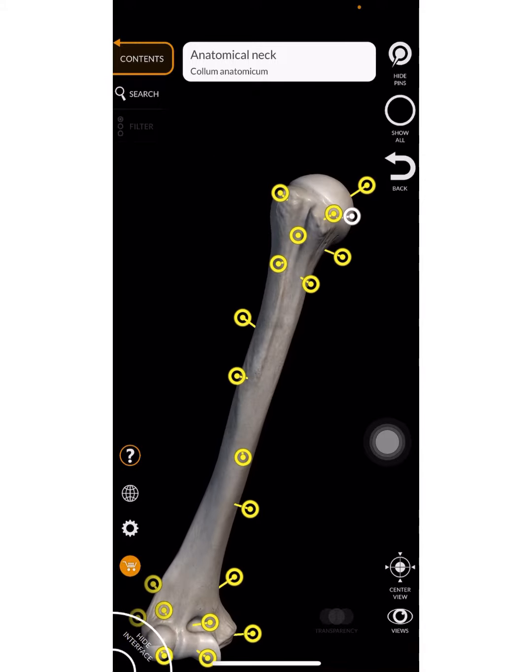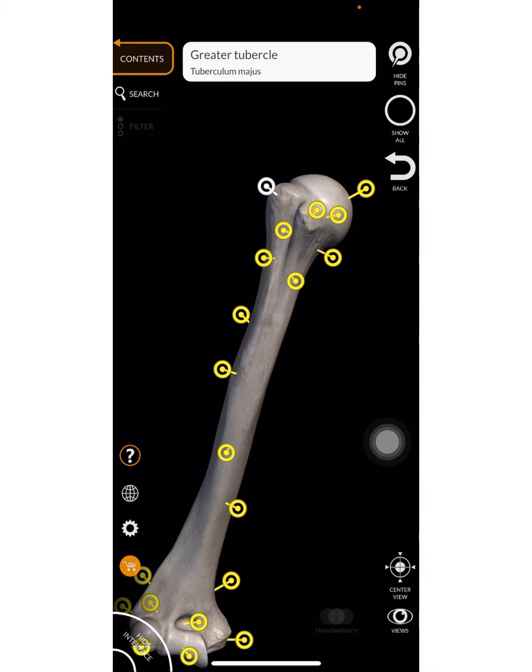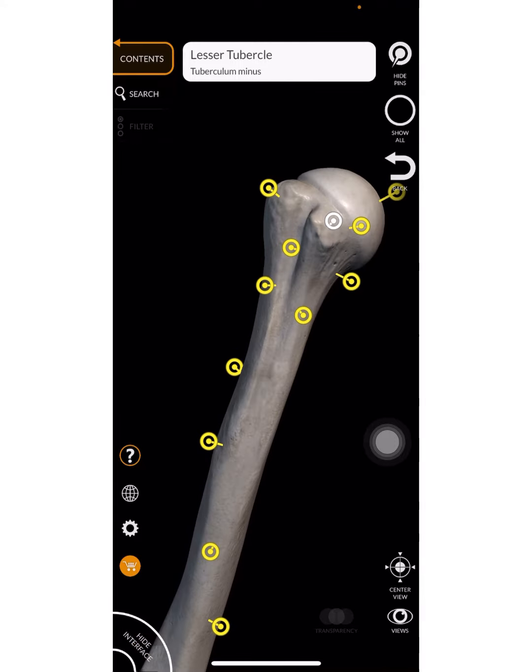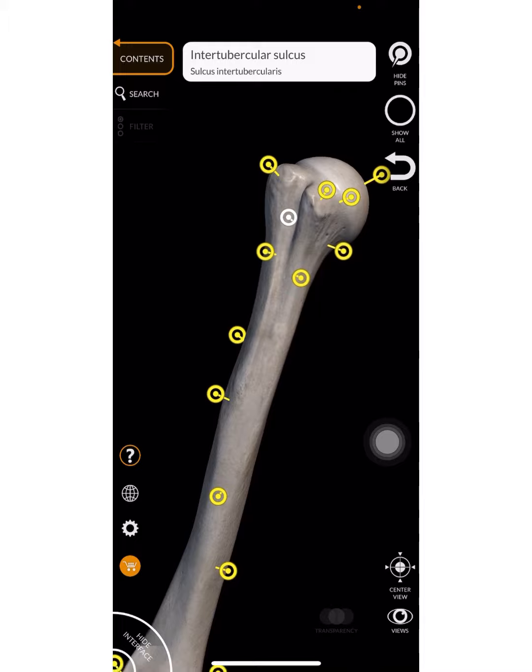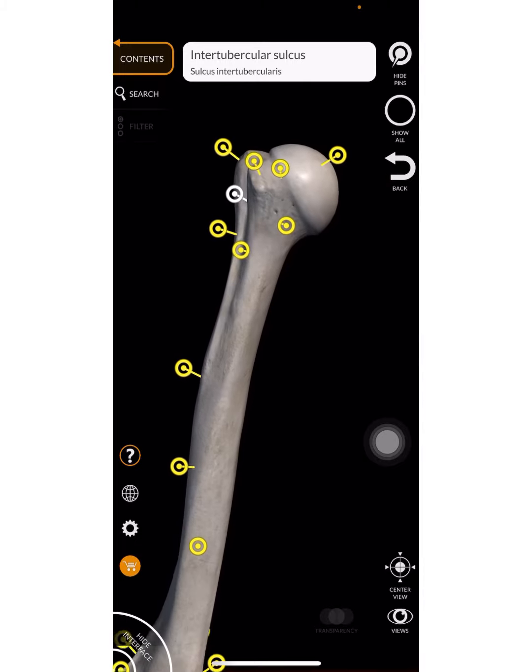And then we have the greater tubercle or greater tuberosity of the humerus, which lies on the lateral aspect. And then we have the lesser tuberosity or the lesser tubercle, and between the greater tuberosity and the lesser tuberosity we have the intertubercular groove. You can see that groove easily, the intertubercular groove or intertubercular sulcus, or it is also called the bicipital groove.